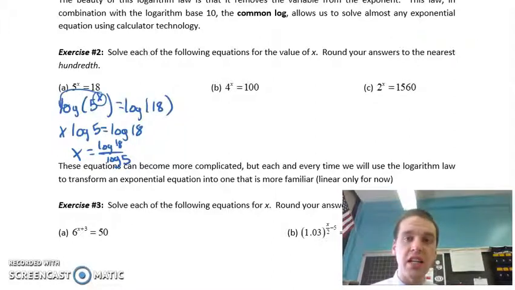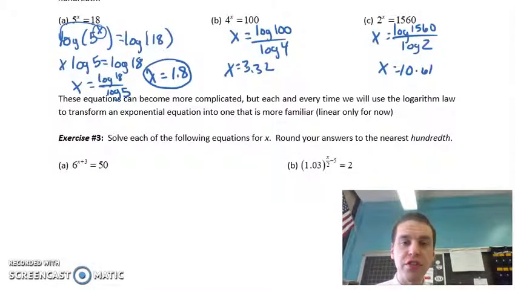And it does say here round the answers to the nearest hundredth, and so you would put this in the calculator. If it said to leave an exact value, you would not. Okay, so please make sure you realize that. If it says to leave an exact value, you leave it as log of 18 over log of 5. What I would like you guys to do is finish B and C, knowing how to do A. So you should have gotten 3.32 and 10.61 with the equivalent logs there for solving, rounding using the hundredth spot.